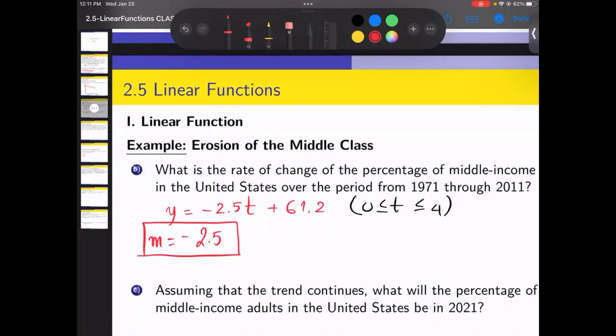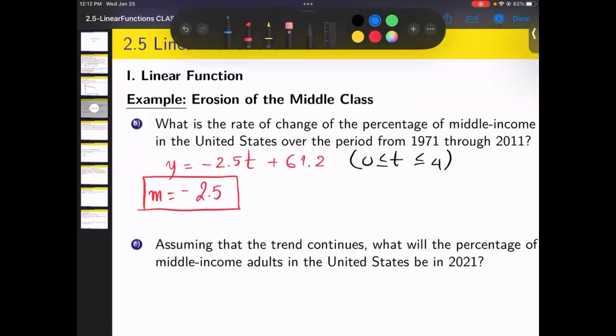I don't want to see t here. Sometimes people include the variable, like m equals negative 2.5t. They want slope, it's just m, so do not include the variable. Now, if you want to interpret this in terms of the context, remember, the slope is change in y over change in x, right? So the percentage of middle income is decreasing 2.5% per year. For every year. That's what it means in English. This is how math writes it.